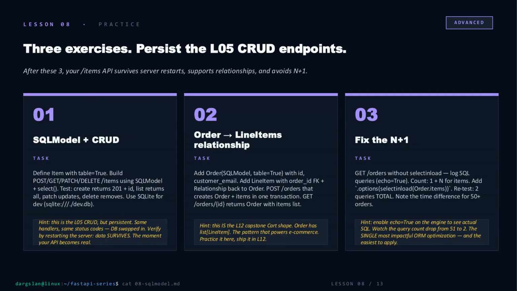Time to put hands on keys. 3 exercises building on each other. First, take the L05 CRUD and rewrite it with SQLModel and SQLite. Same handlers, same status codes, but restart the server and your data is still there. Second, add the order and line item relationship and create both in a single transaction. That's the cart shape you'll ship in L12. And third, deliberately trigger n+1. Watch echo=True print 51 queries, then drop in selectinload and watch it collapse to 2.